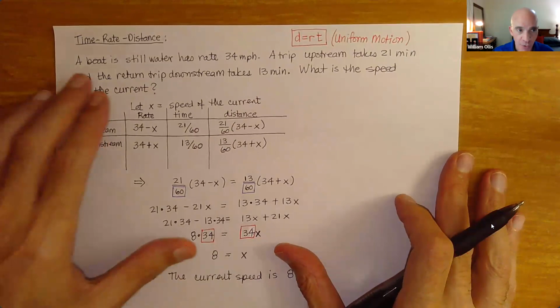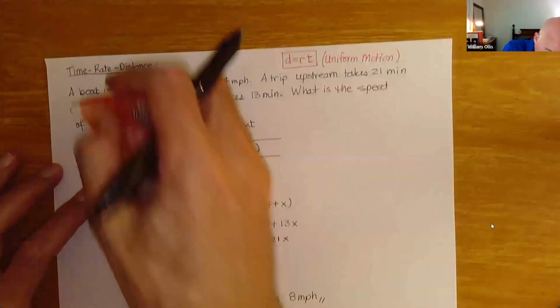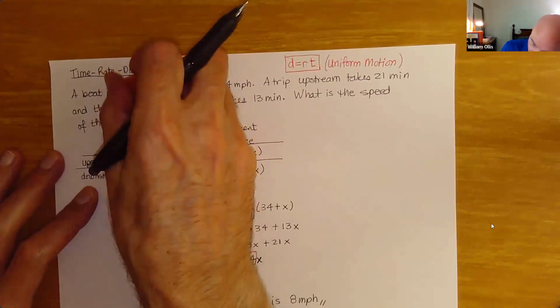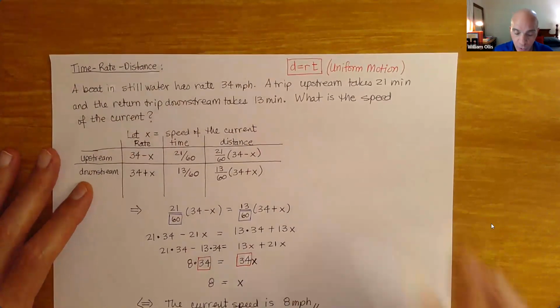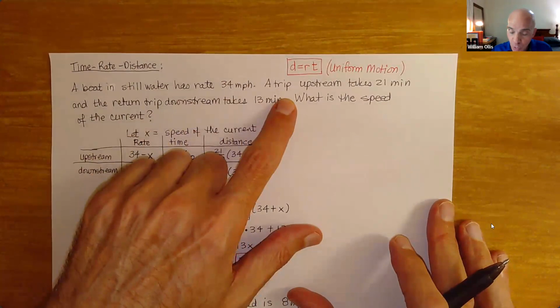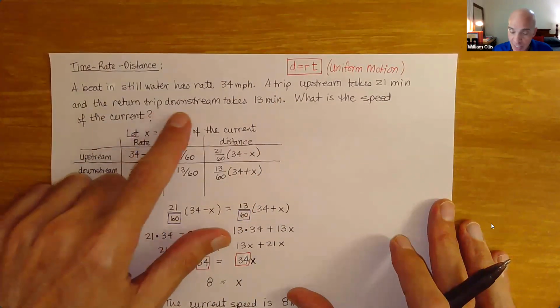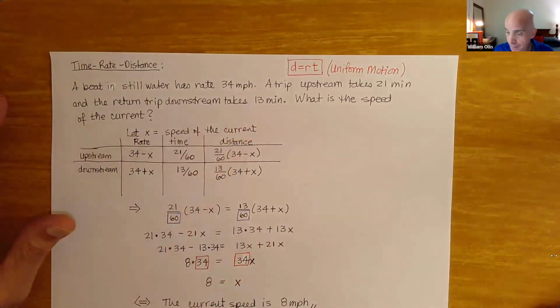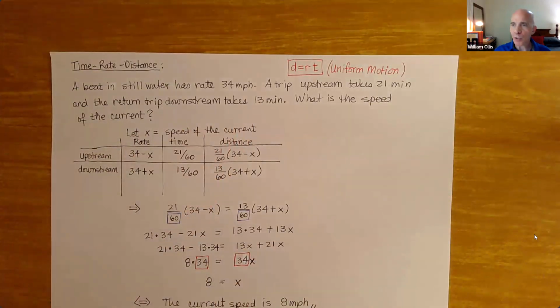So in this particular example, we have a boat in still water. A boat in still water has a rate of 34 miles per hour. A trip upstream takes 21 minutes, and the return trip downstream takes 13 minutes. Now, what is the speed of the current? So you're thinking, well, that didn't give me much information, but it actually is more than enough.